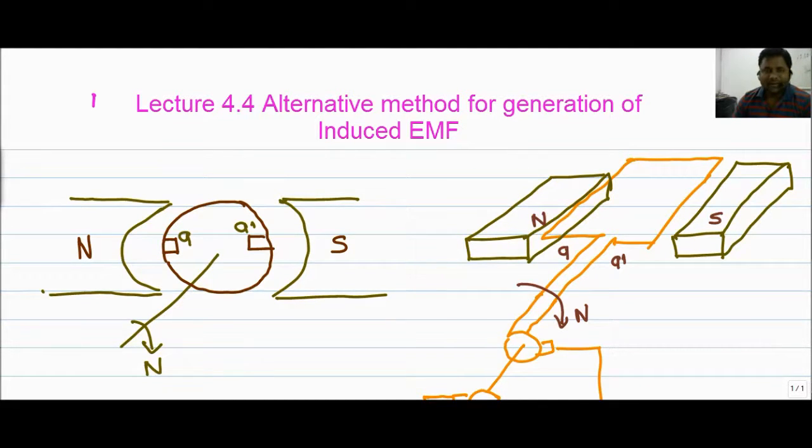Here, in this lecture, we are going to discuss the alternative method for generation of the induced EMF. In the last lecture, we discussed that whenever a conductor is placed in a magnetic field, we take a small element area and integrate it to calculate the expression of the induced EMF. That we have already done. Now we are going towards the alternative method for generation of the induced EMF.